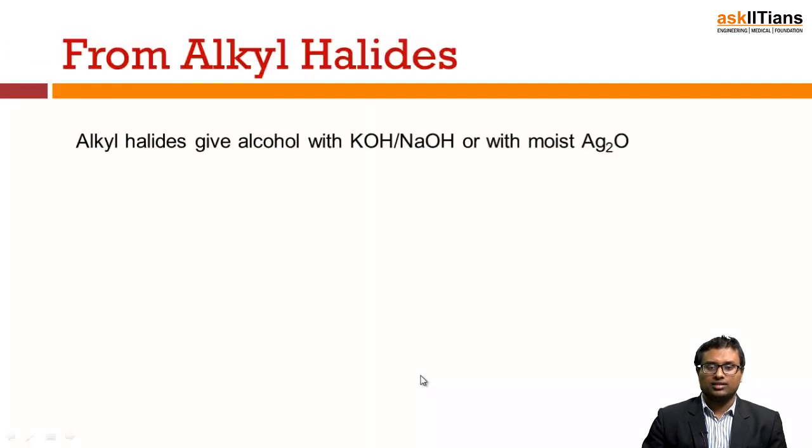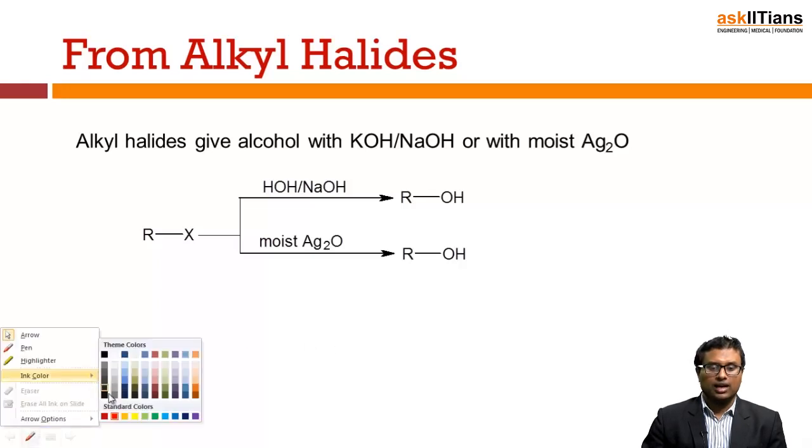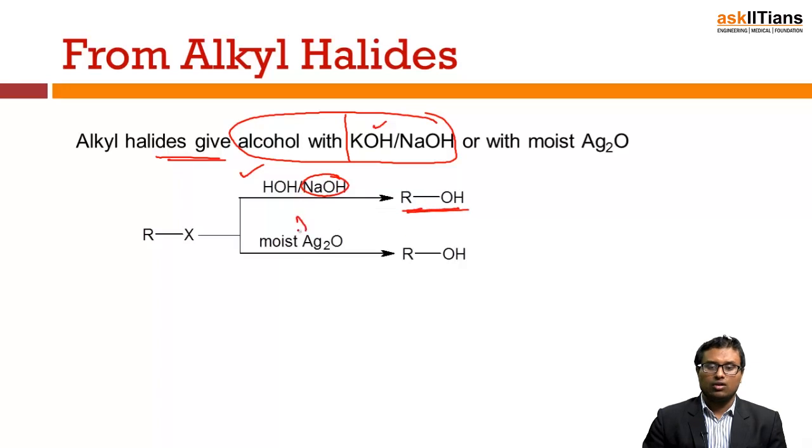From alkyl halides. Alkyl halides give alcohol with KOH or NaOH, or else with moist Ag2O. So, there are two reactions which are possible. The first reaction is to react the halide with KOH or NaOH, and you will get the alcohol. Or else you use moist Ag2O, and you will get the alcohol again.